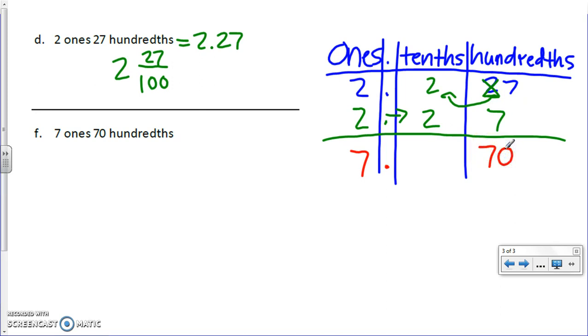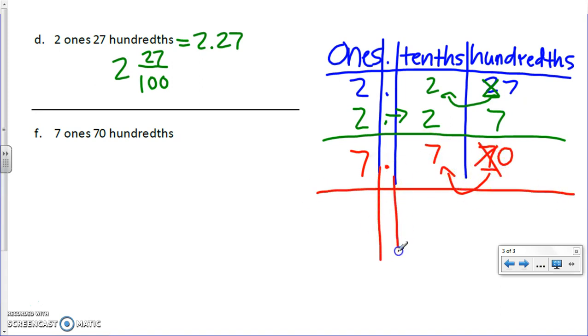Now I need to look. Do I have a number that is greater than 9? And I do. So I'm going to take everything over here, which is really the tens place. In the number 70, where the 7 is, that would be the tens place. So I'm going to shift all that over here. So the 7 comes here, and I can cross it out. I've used it for now. So again, draw another line just to help keep it straight. I have 7.70. So 7 ones and 70 hundredths can be written as a decimal as 7.70.